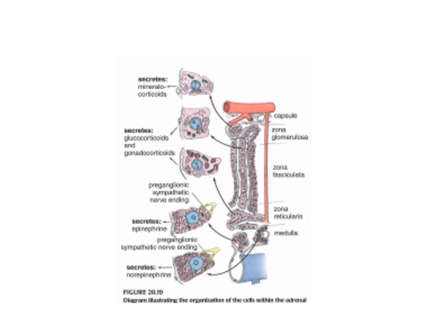Okay, so to revise again, the glomerulosa secretes mineralocorticoids, the fasciculata glucocorticoids, and from the medulla there is a secretion of norepinephrine and epinephrine. From the reticularis, androgens and to some amount glucocorticoids. So cortisol, the glucocorticoid, is secreted by the zona fasciculata.